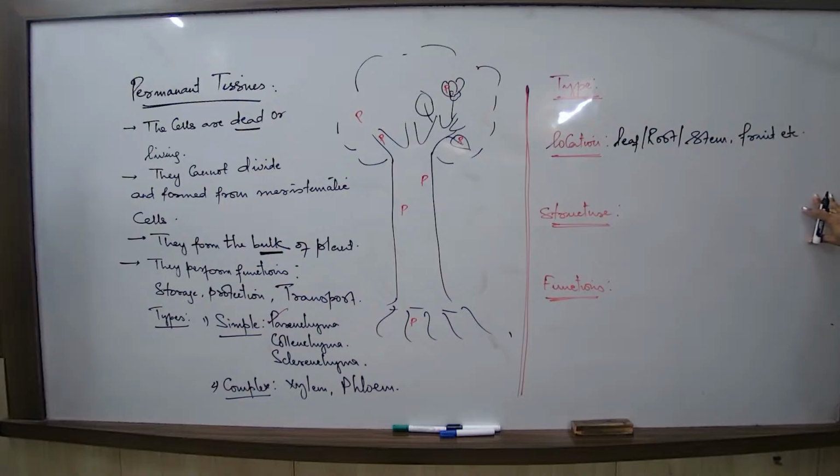You have to just remember that it is almost the entire plant. So 80% of the plant is all parenchyma, the major part of the tissue for a plant. Structure. Let us look into the structure.